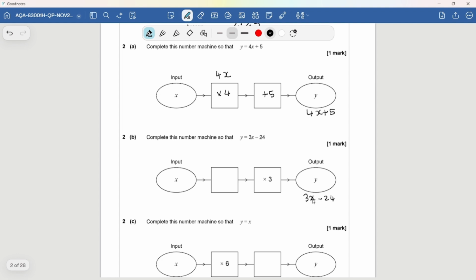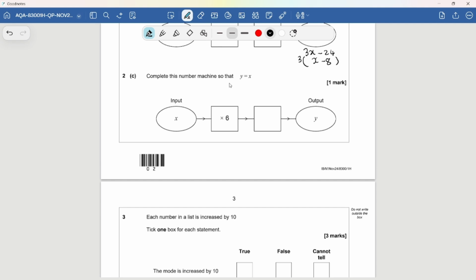Instead of timesing by 3, I will take 3 common from these two terms, to make x minus 8 remain inside the brackets. So 3 times x minus 8 is equivalent to saying 3x minus 24. Now using the other expression, see what is happening here. Here I take away 8 first from x, to have x minus 8, and then times it by 3 to give 3 times x minus 8, which is equivalent to saying 3x minus 24 as the output.